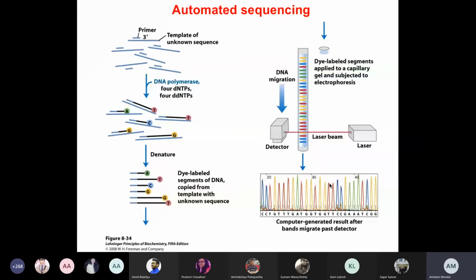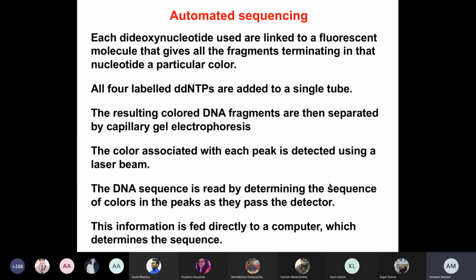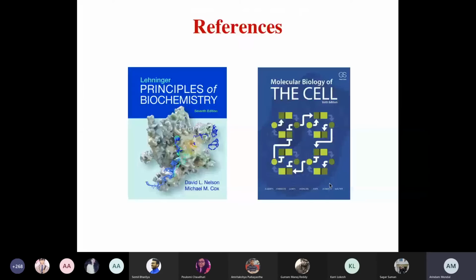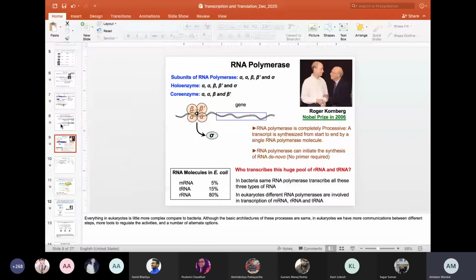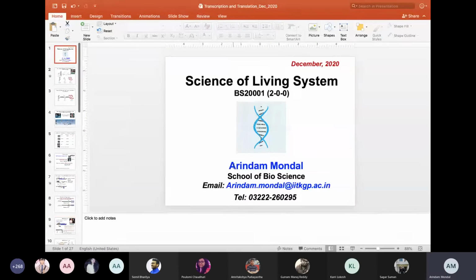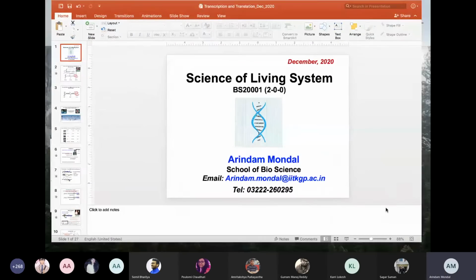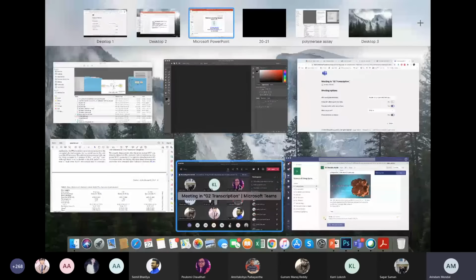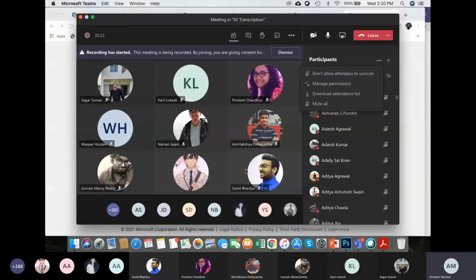So the basic principle remains the same. There is the chain termination using ddNTPs, but you use a machine which can do the entire processing for you to give you the final result. Okay, so the automated sequencing, everything is mentioned here, and now we are going to get into the next lecture. Okay, so far, if you have any questions, feel free to ask. Otherwise, I'm going to move on to the next lecture.